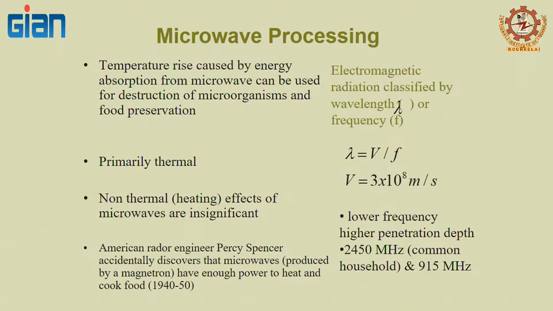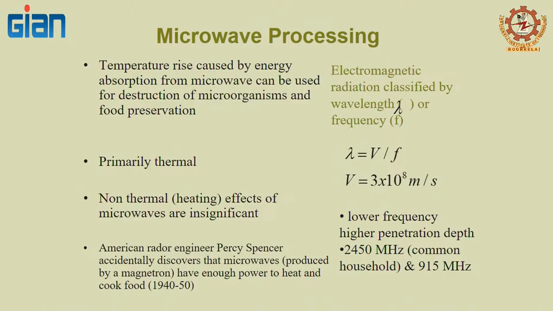So, if you look at the microwave, it is a wave. That means it has a wavelength and a frequency, and if you combine those things together, lambda is the wavelength, f is the frequency, and the product is the speed of light.